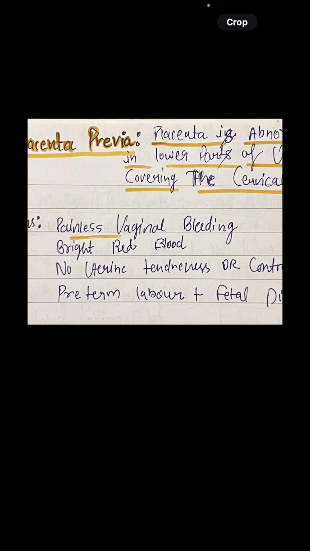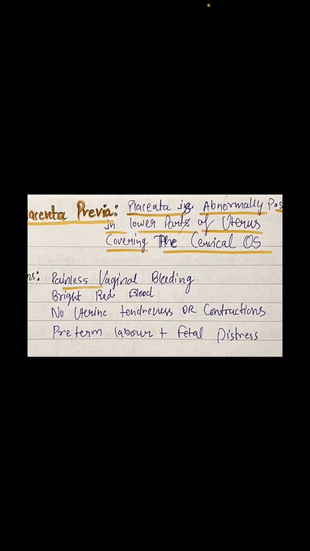So we will see painless vaginal bleeding. We will see bright red colored blood, because this time the pathology is near the cervix, not near the uterus. So bright red blood we will see, with no uterine tenderness and no contractions. Preterm labor plus fetal distress occur because blood is getting lost due to the covering of the cervix with the placenta, or abnormal position of the placenta.